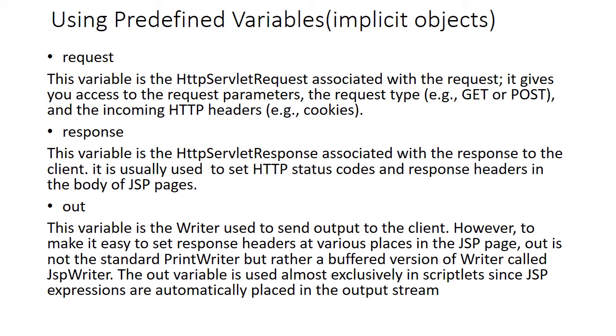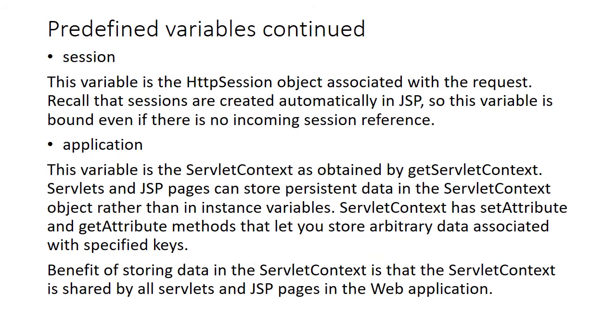Scriptlets is our Java code. Wherever I am putting Java code using the scriptlet tag, I am using the out implicit object, naturally for the expression to be placed in the output stream as output to the client. So the next variable, so we saw the three variables. Which were those implicit objects? First was request, second was response, third one was out.